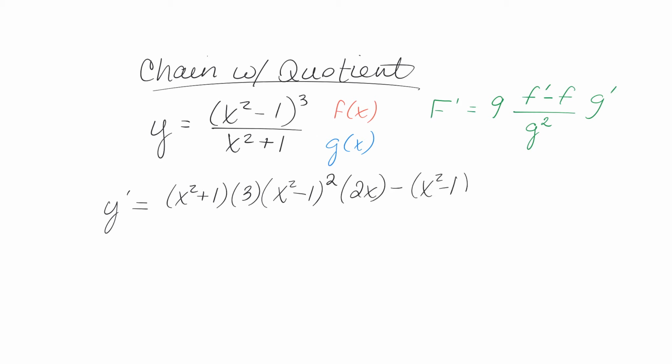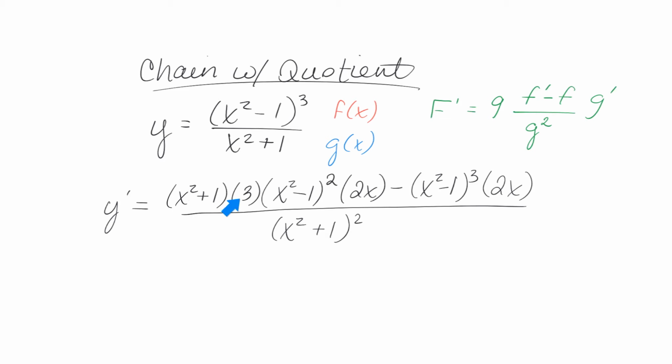minus f. x squared minus 1 cubed is f of x, times the derivative of g. The derivative of g here, g of x does not need chain rule. It's just 2x. All divided by g of x squared, so that's x squared plus 1 squared. This is a hot mess, so we're going to clean it up.